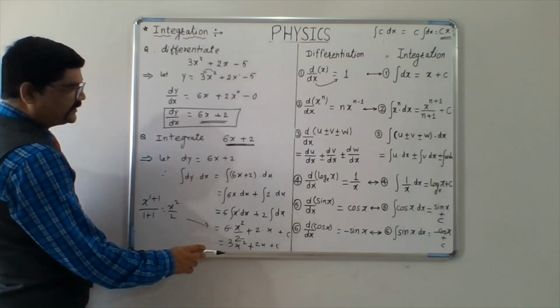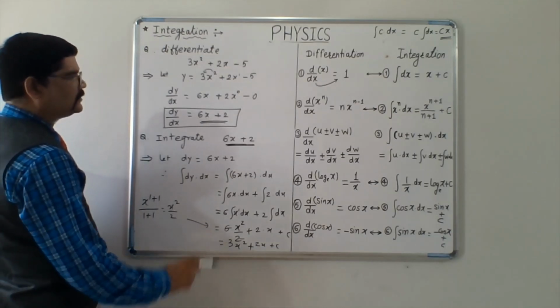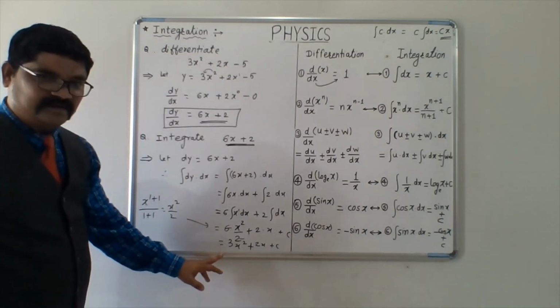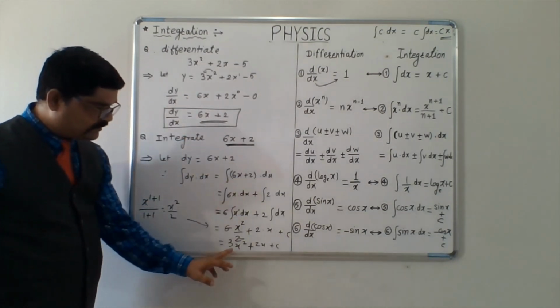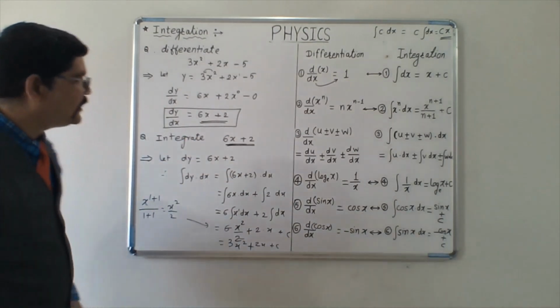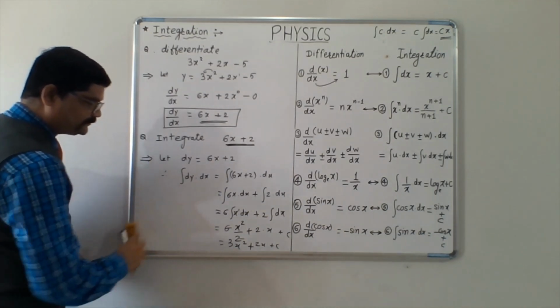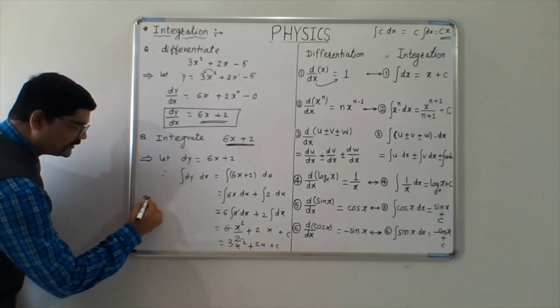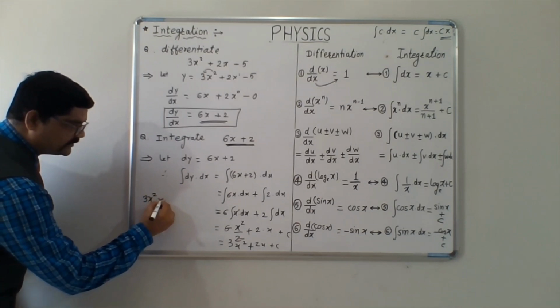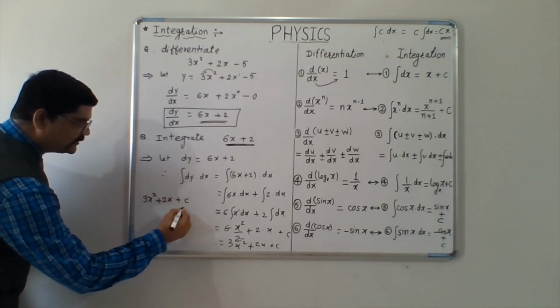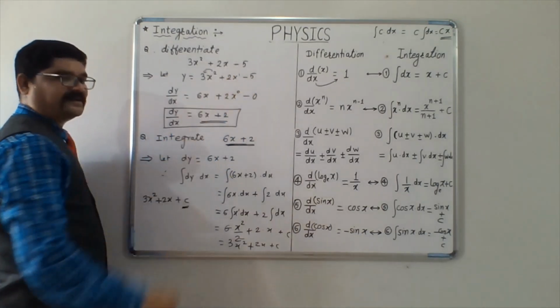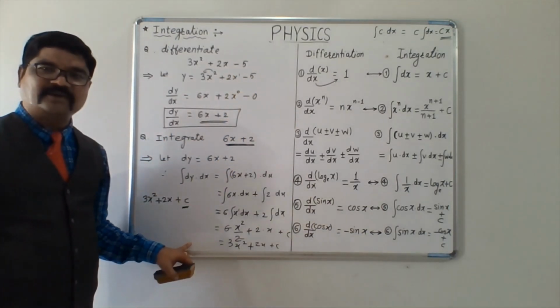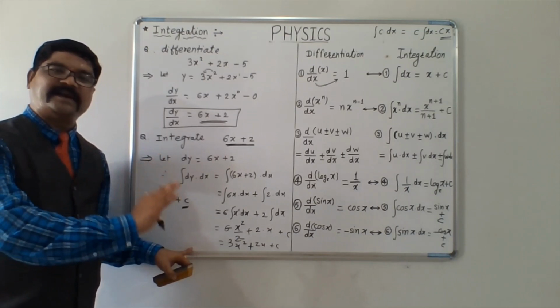This was the quantity that we had initially. This is our y. Integration of dy will give us y. So clearly our final answer is 3x square plus 2x plus c. This c we don't know. In the earlier case, it was minus 5. So you can write it as minus 5 or else keep it as it is.